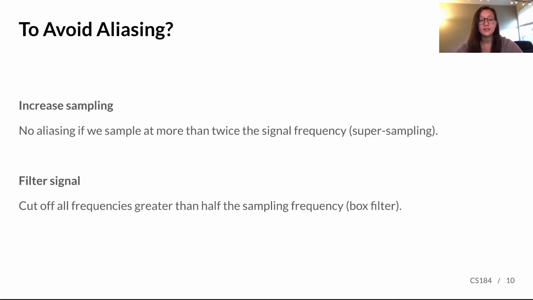So this tells us essentially 2 ways to avoid aliasing. We can either increase sampling such that we are above the Nyquist rate. So if we sample at more than twice the signal frequency, we will not have any aliasing. Or on the other hand, we can filter our signal by cutting off all frequencies that are greater than half the sampling frequency, and we can keep our sampling rate the same and additionally avoid aliasing.